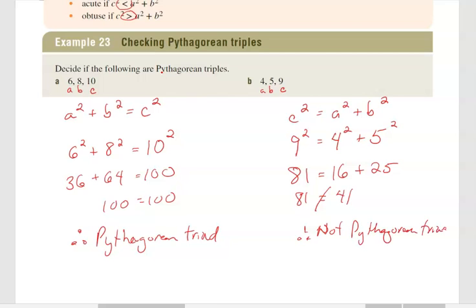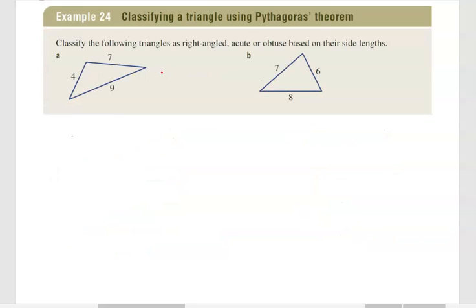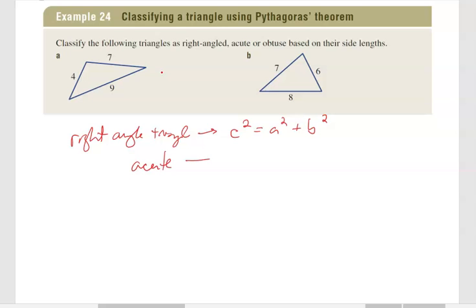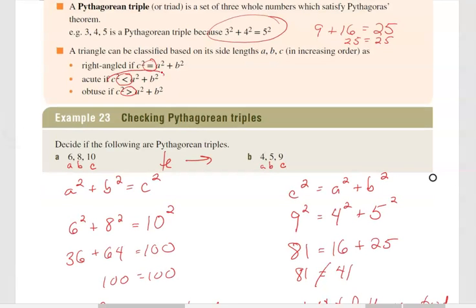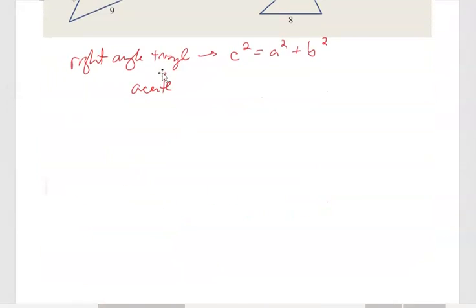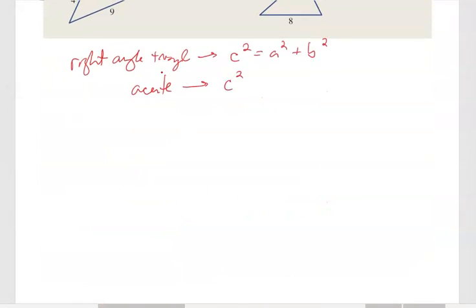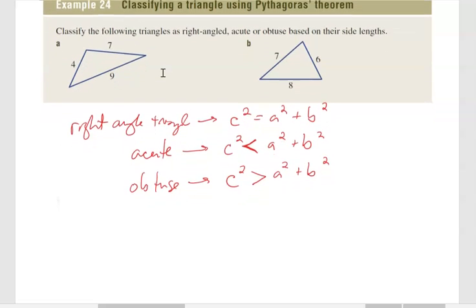Now we said before, a right-angled triangle will have c squared equal to the sum of the two shorter sides squared. If we have an acute triangle, let's go back and look at our notes, c squared is going to be less than, here's our less than symbol, a squared plus b squared. If we have an obtuse triangle, then it's going to be the opposite. c squared will end up being greater than the sum of a squared and b squared. So let's find the first one.